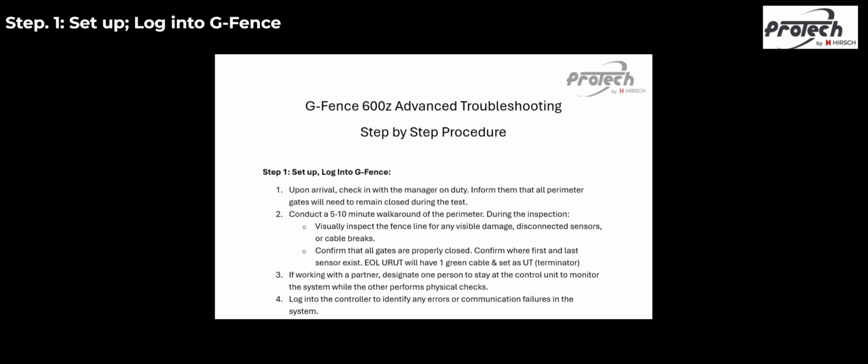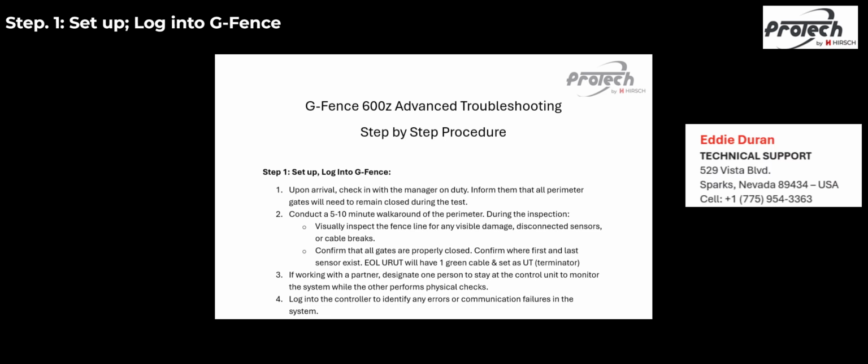3. If working with a partner, designate one person to stay at the control unit to monitor the system while the other performs physical checks. If you don't have a partner and you need some help, go ahead and give me a call. I can send you a meeting invite and monitor the controller while you go out there to the perimeter.